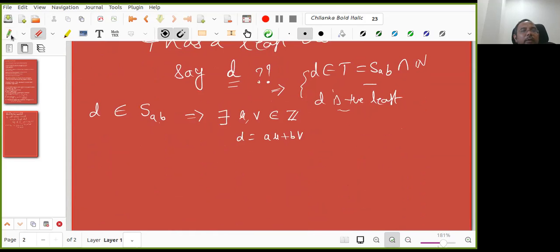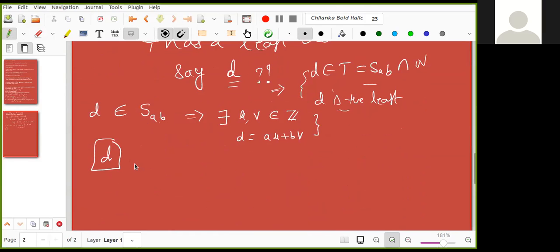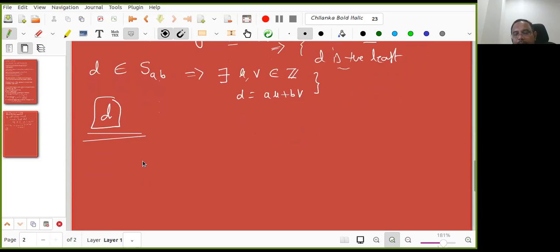Okay. So now this D is an element in SAB. So D is equal to AU plus BV. So right now, what is D for us again? One more time, last time. Kanishk? So D is the least positive element in SAB. Very good. Since it is an element in SAB, it is also of this form only. So till now we have done this much only. Great. Now we'll go forward.